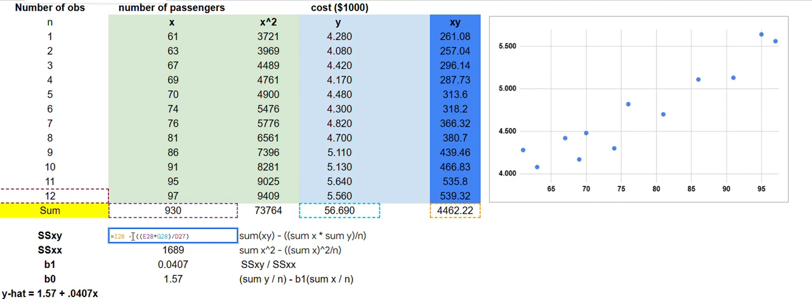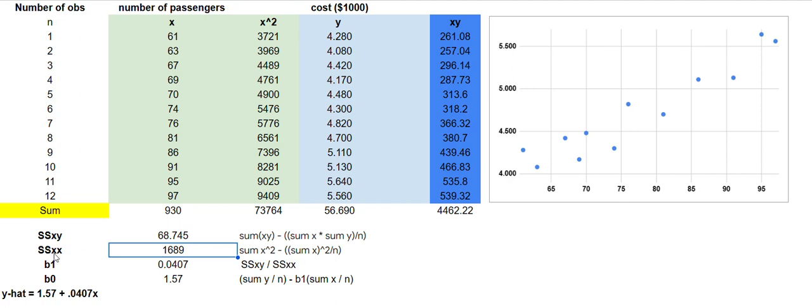Then minus the sum of x, which is this column and this number, multiplied by the sum of y, which is this column and this number, divided by n, which is the number of observations. In this case, we have 12, to solve for SSXY.